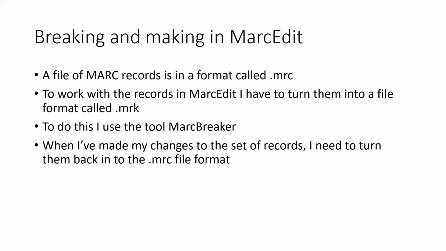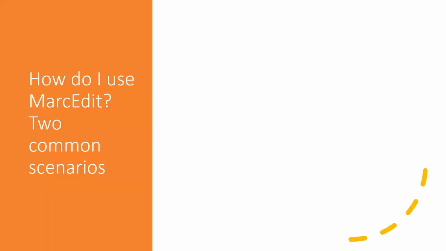When I've made my changes to the set of records, I need to turn them back into the .mrc file format. And to do this, I use the tool called MarcMaker. So how do I use it?